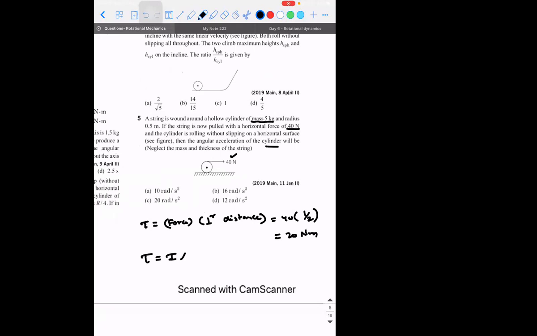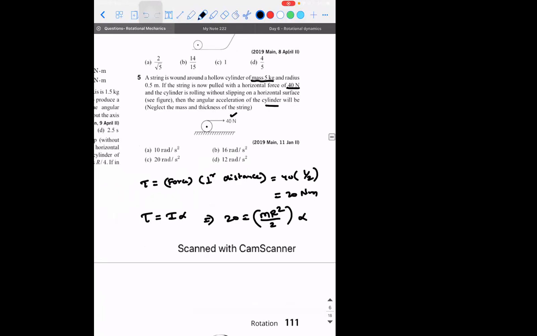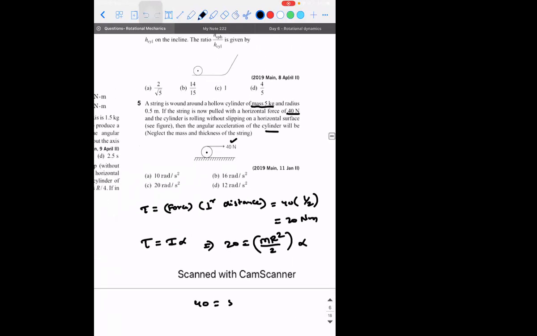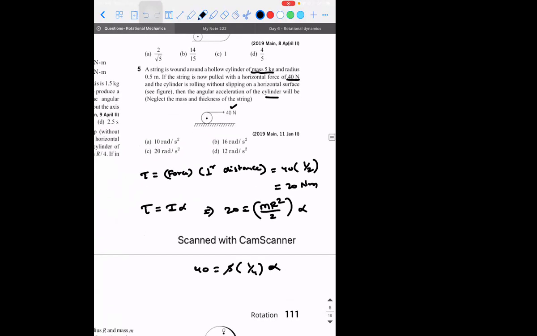So torque is equal to I alpha, which implies 20 is equal to, what is the value of I? It is mr square divided by 2 into alpha. So 40 is equal to m is how much? 5 into r square, that is 25. R square is 1 by 4, sorry, 1 by 4 into alpha. 8 times, so alpha will be 32. But there is no option 32.